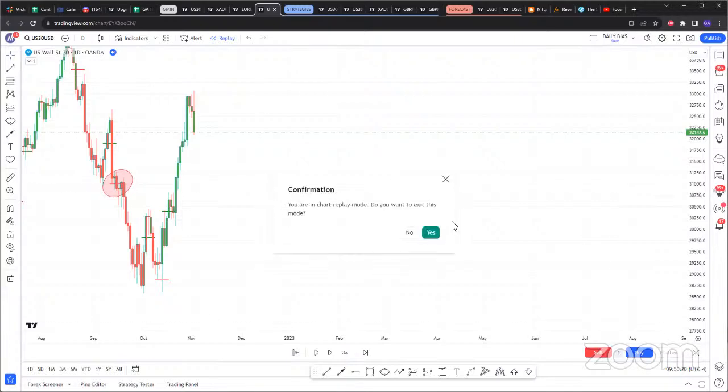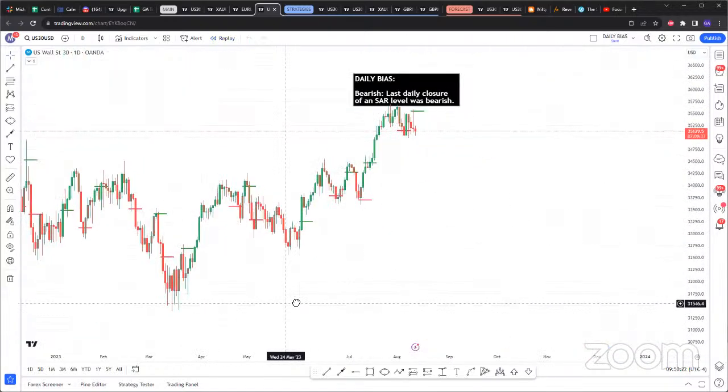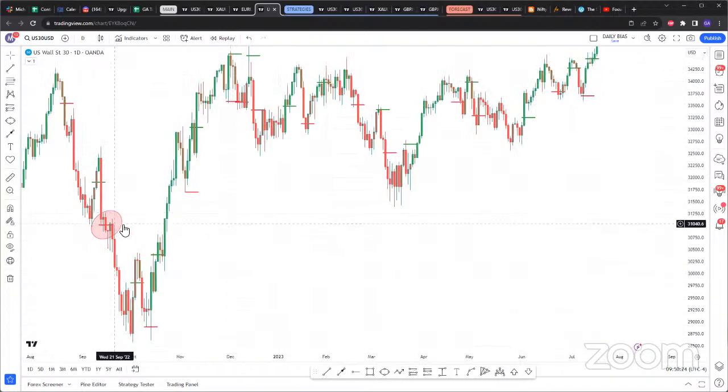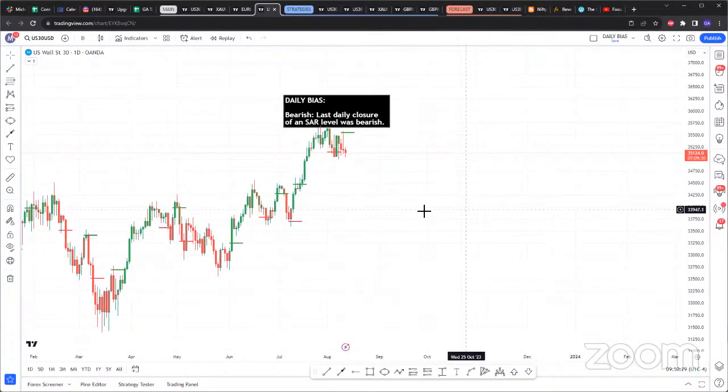It's just looking for the last SAR. I have a question, Michael. I just want to know if that indicator repaints. No, it doesn't repaint.